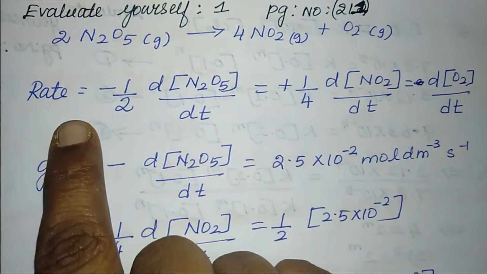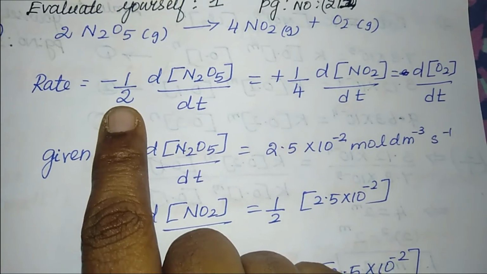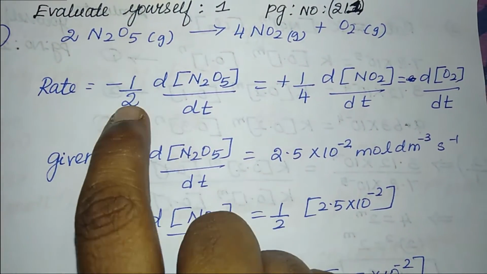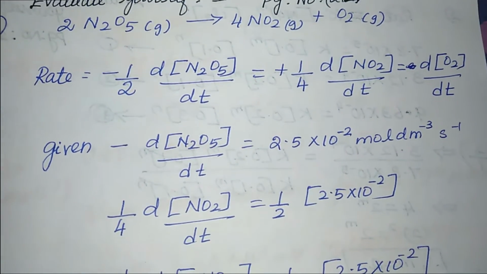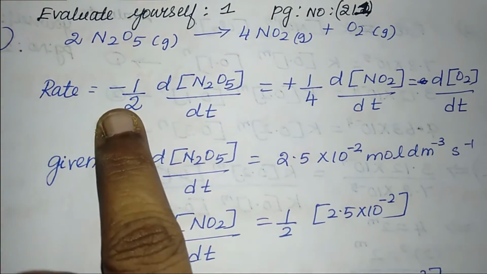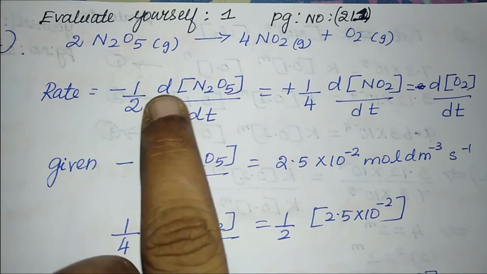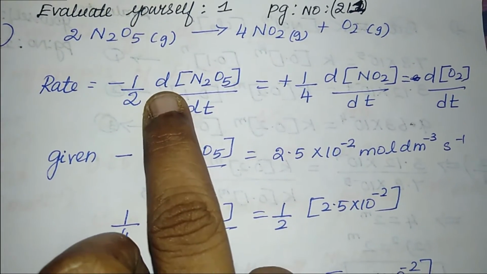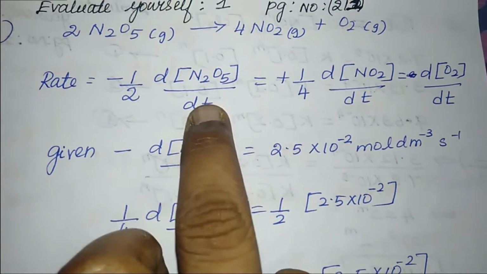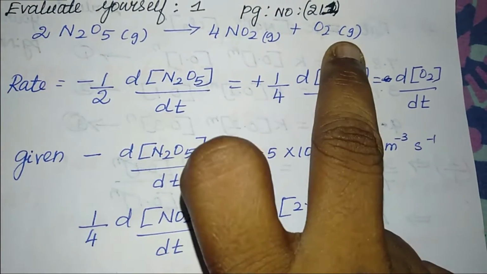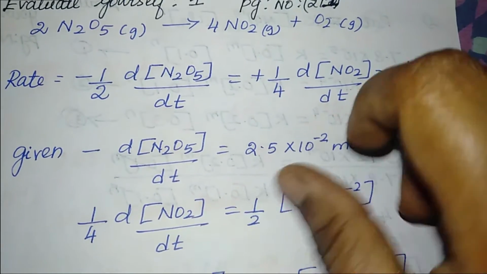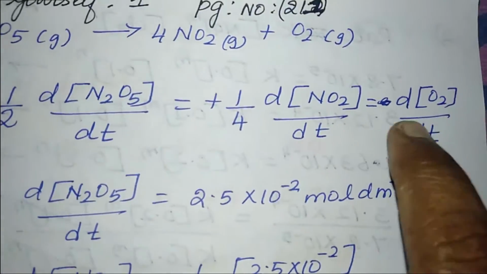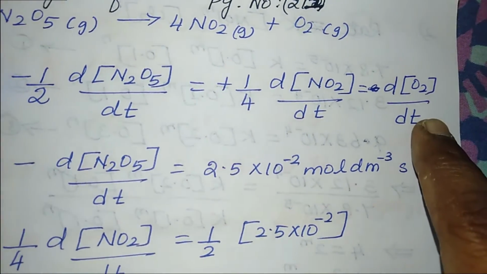Now they are asking you to write down the rate. So you all know how to write the rate, isn't it? So here it is minus 1 by 2. As I told you, wherever it is the reactant, you have to write the negative sign. So you are writing the small change in the concentration as well as in the time. So in that case, what will you write? D concentration of N2O5 by dt is equal to, so this is the product side, so you are writing the plus sign, that is 1 by 4 d concentration of NO2 by dt is equal to d concentration of oxygen by dt.